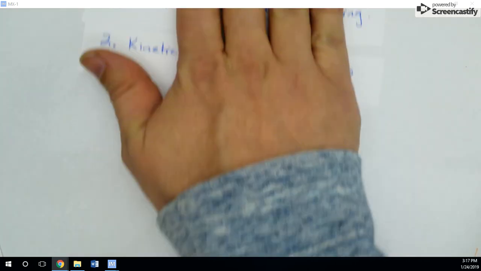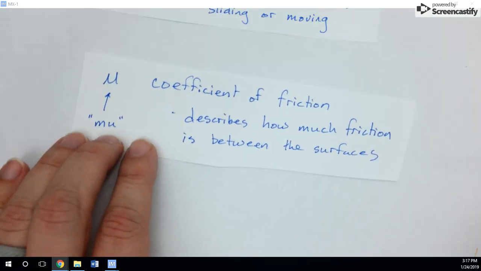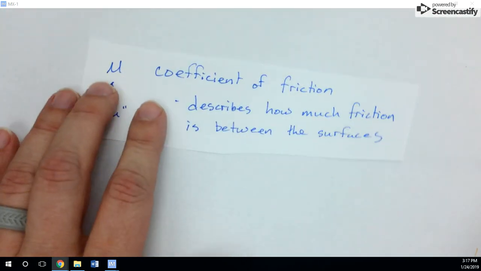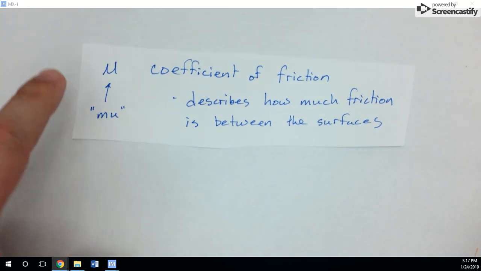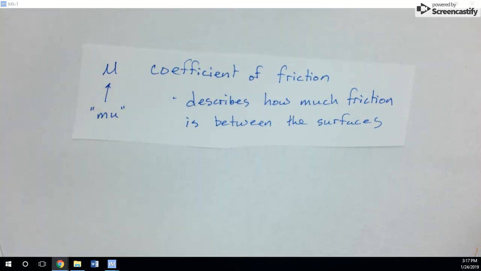When we talk about friction, there's something that we use to describe the friction, and that's the coefficient of friction. The letter that we use is the Greek letter mu. So this is the Greek letter mu here. Mu, okay, it's a Greek letter, not an English letter. It is our coefficient of friction. So it tells us how much friction there is between two surfaces.